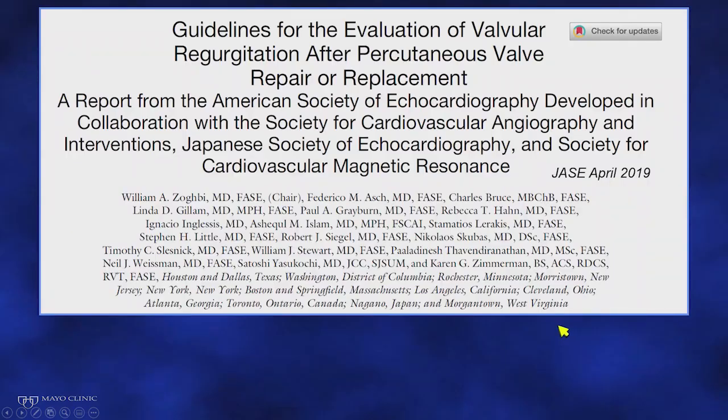Now, we also want to quantify residual mitral regurgitation after structural heart procedures. And this is the document that was published in JASE in 2019. Once again, Dr. Zoghbi is the first author, and it very nicely goes over the best techniques we have, and also some additional imaging techniques such as MRI for quantifying residual mitral regurgitation. I'm not going to go into that right now. We'll focus on more what the board will ask us.